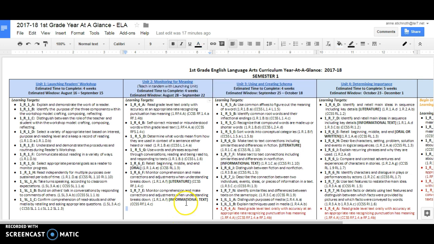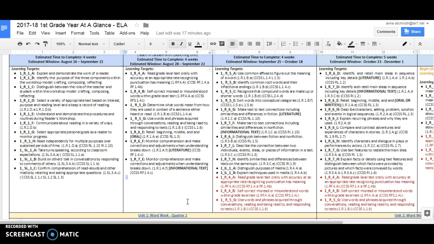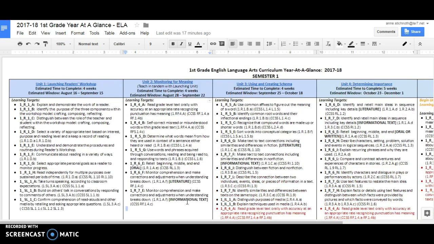Something else to point out is that you will notice some of the learning targets are in red or highlighted in red. Any learning target that appears in a unit that's in red font indicates that that learning target has been introduced and taught in previous units.